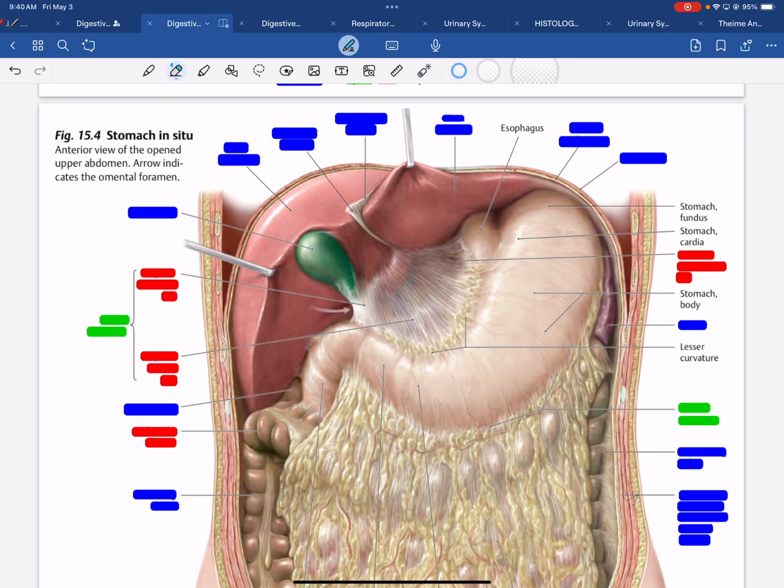And what is this portion of the stomach? Good, the lesser curvature. This portion? Good, the greater curvature. What's the function of the lesser curvature? Good, connects the stomach to the liver through the lesser omentum. Good. What about function for greater curvature?